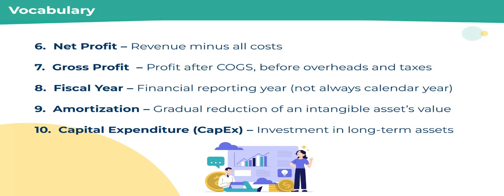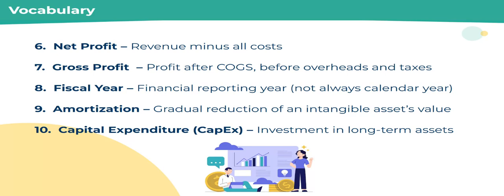Okay, we've got some more vocabulary words here, so let's keep going. Number 6 on our list is net profit. This is the revenue minus all costs. Net profit. Number 7, gross profit. Profit after COGS, but before overheads and taxes. Gross profit. Number 8, fiscal year. This is the financial reporting year, and it's not always the calendar year, of course. This is the fiscal year.